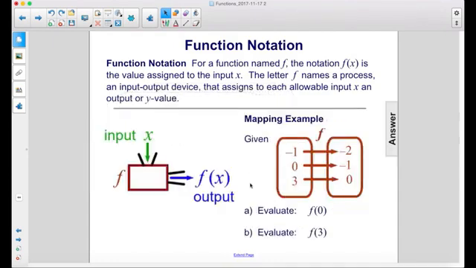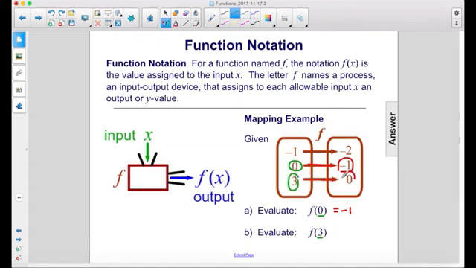All right, here's another example. So given a function map, evaluate f of 0. So what that means is 0 is the x value here. So if you put 0 into this function, what do you get out of it? You get -1. All right, and if you put 3 into here, you get an output value of 0.